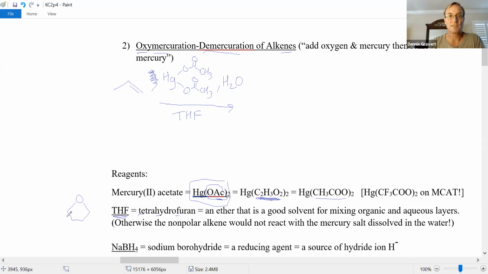And it's your co-solvent. So why do you need this? It's not going to show up in your mechanism. It's just there to help things dissolve. Because if things don't dissolve in each other, they can't collide. And a collision is what you need to get a reaction between two molecules. So a quick little sideline on why THF is necessary.